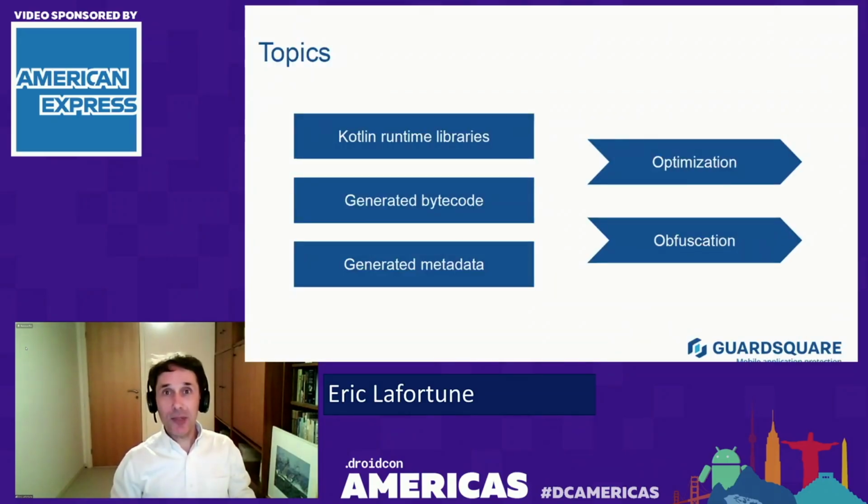So in this presentation, I'll touch upon a couple of topics. I'll talk about Kotlin aspects, of course, the Kotlin runtime libraries that go into applications, the bytecode that the Kotlin compiler generates, and the metadata that the compiler adds to the application. And then I'll talk about how all of this interacts with any optimization and obfuscation that you may apply in your application. So I'll look at some of those results.